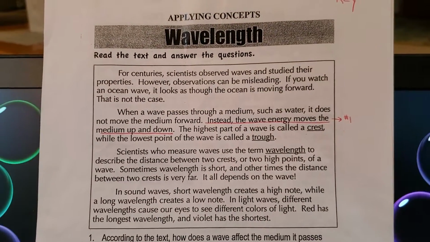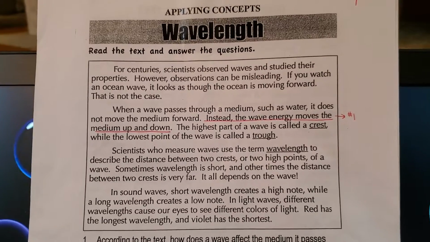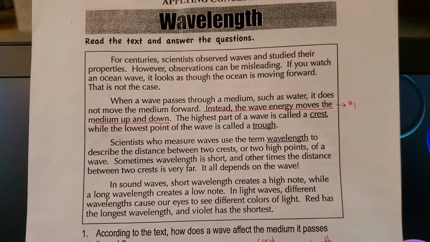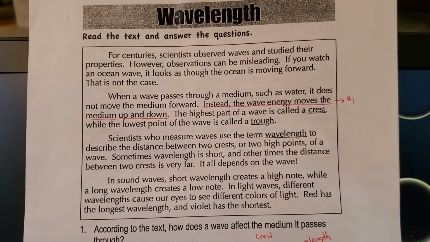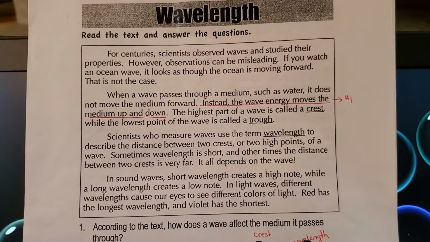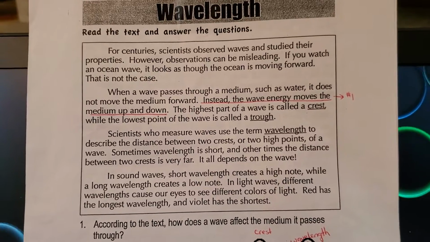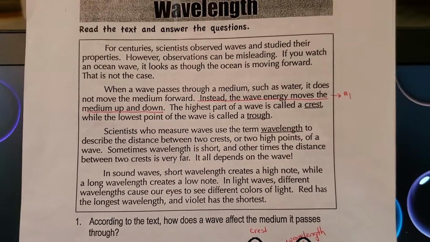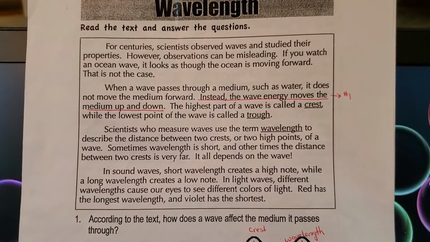Your assignment was Wavelength, page number 4. Here we go, let's look at this text. For centuries, scientists observed waves and studied their properties. However, observations can be misleading. If you watch an ocean wave, it looks as though the ocean is moving forward. That is not the case.